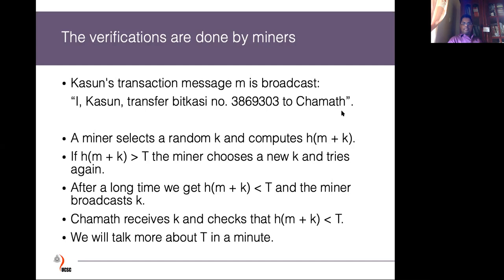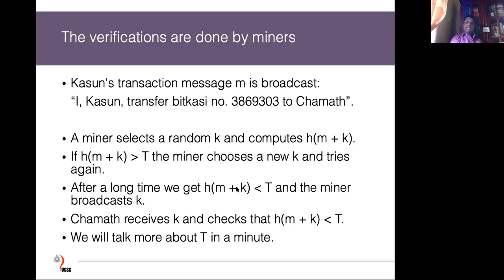You will question my statement, so hold on, you will get the answer later on. Anyway, in this scheme, Chamath asks the question. Then I say anyone who wants to provide the answer to Chamath's question has to generate a random number called K. That K added to this message transaction should create a hash which is less than the threshold T. So I have a threshold value T, and the person who answers should create a hash value less than T.